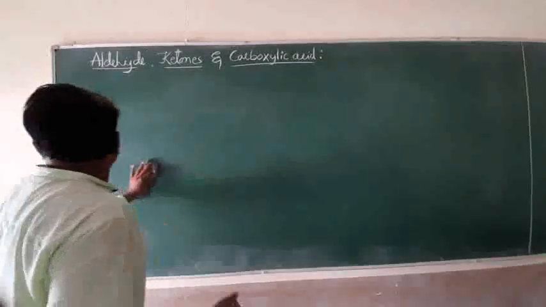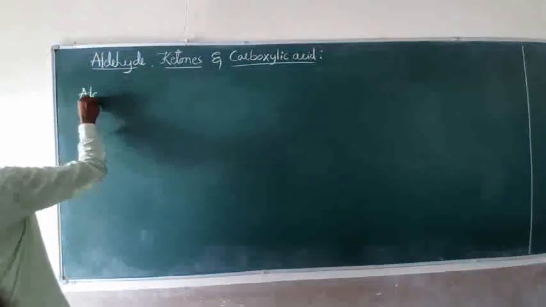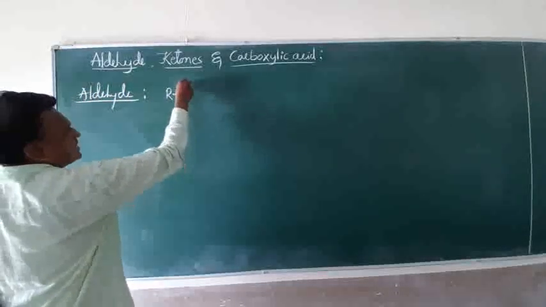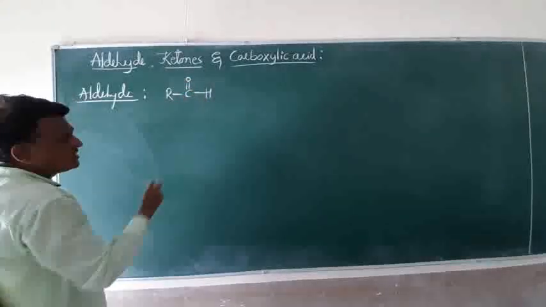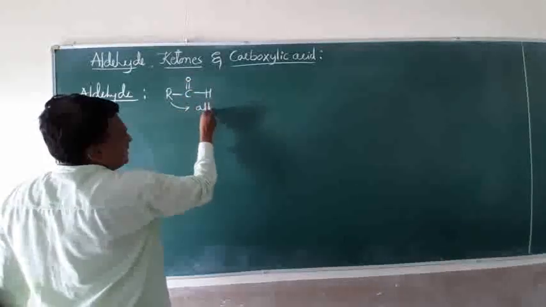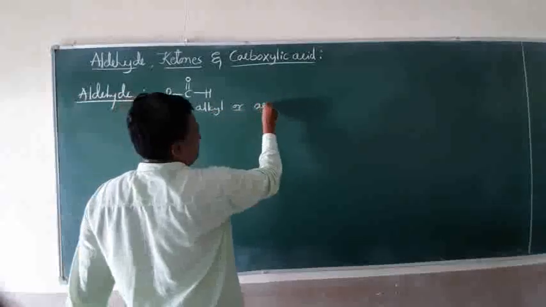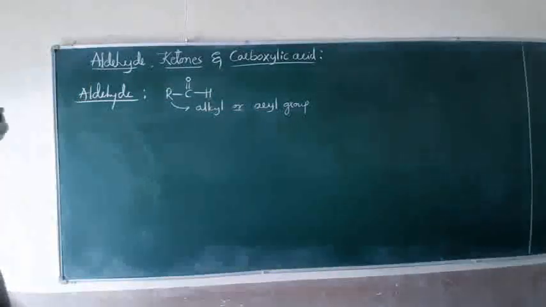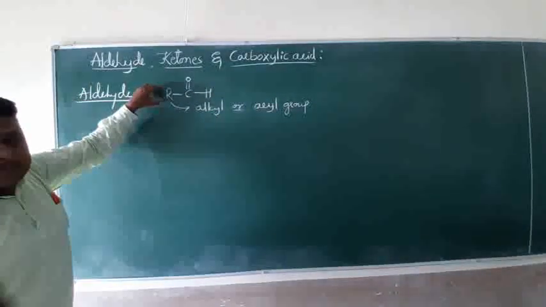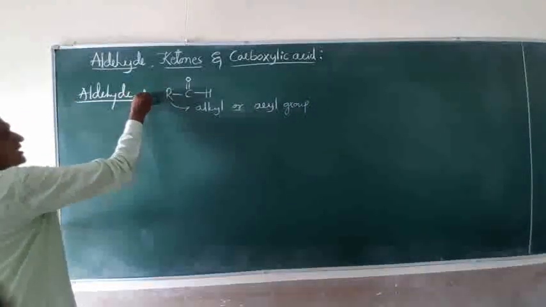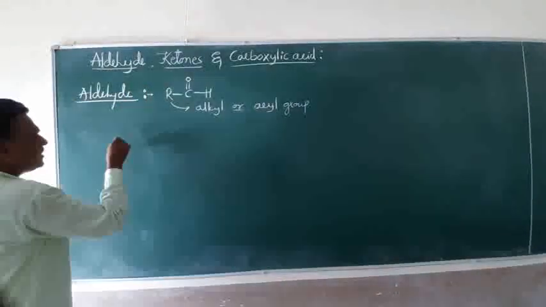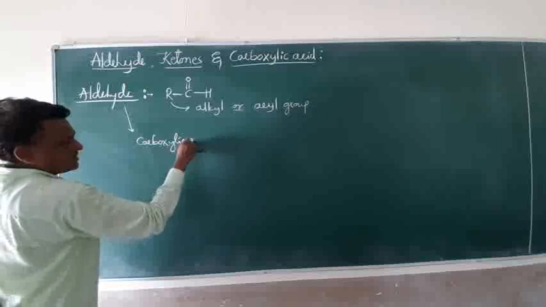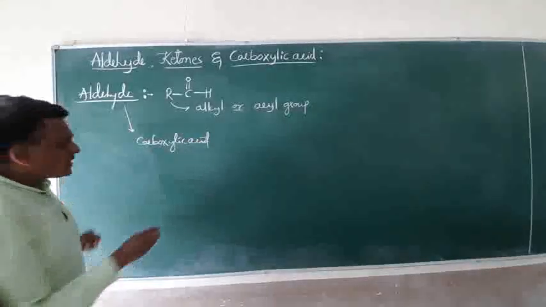Okay friends, we start this chapter with aldehyde. We know the general formula is RC double bond O H. R stands for alkyl or aryl groups, meaning aliphatic or aromatic groups. So aldehydes are the source of the carboxylic acid.